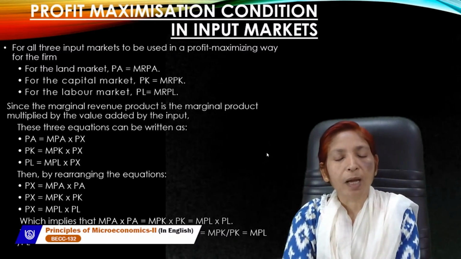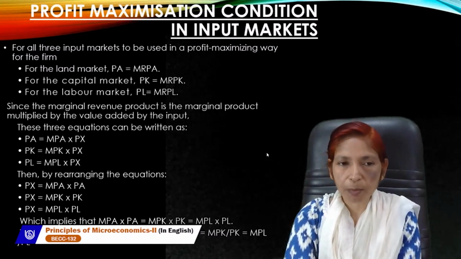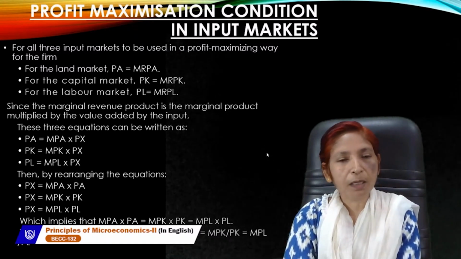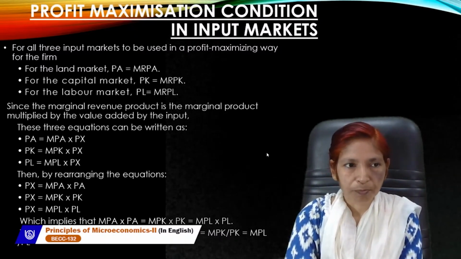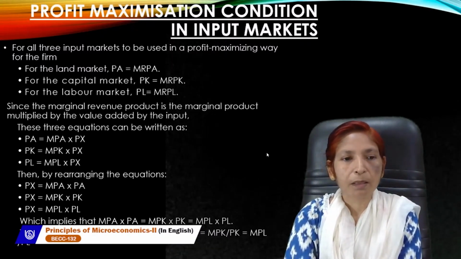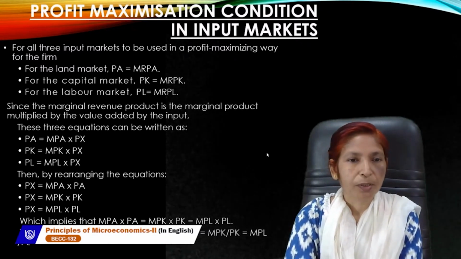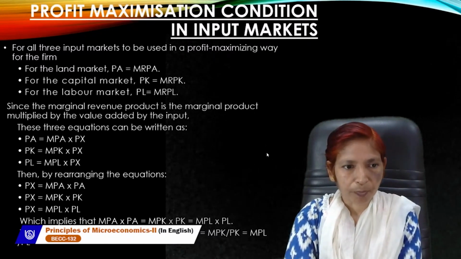PK is equal to MRPK. This equilibrium condition exists in the capital market. And PL is equal to MRPL. This exists in the labor market. Since the marginal revenue product is the marginal product multiplied by the value added by the input. So PA is equal to MPA.